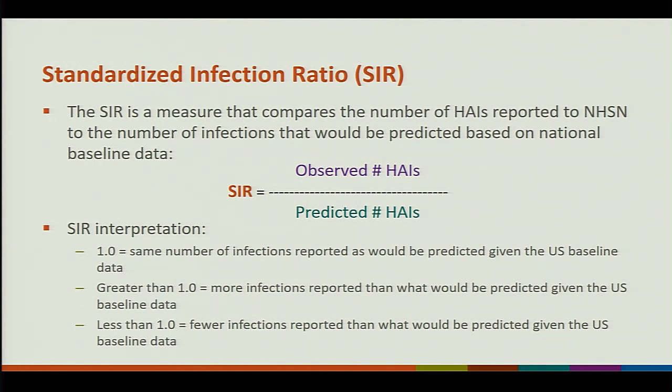And so when we have an SIR that is greater than one, that means more infections than would be predicted. SIR less than one, fewer infections than would be predicted. SIR of one, same number of infections predicted as observed.